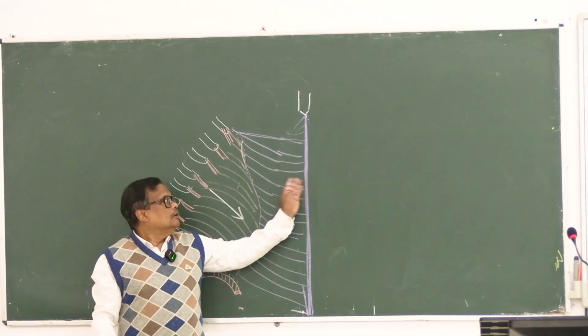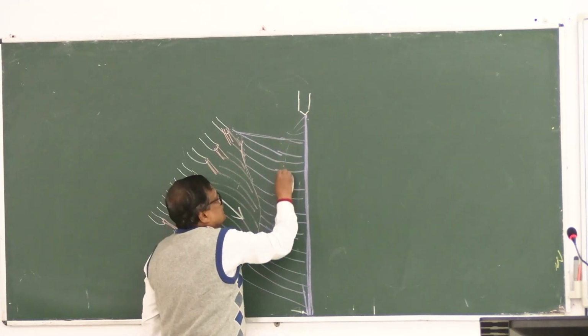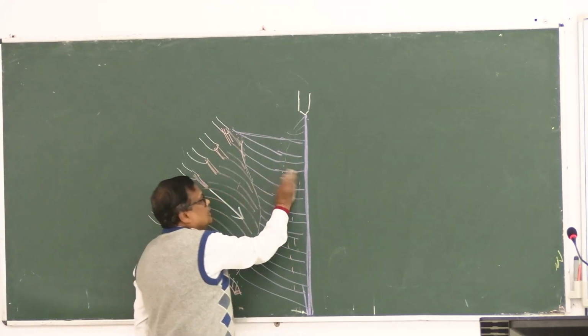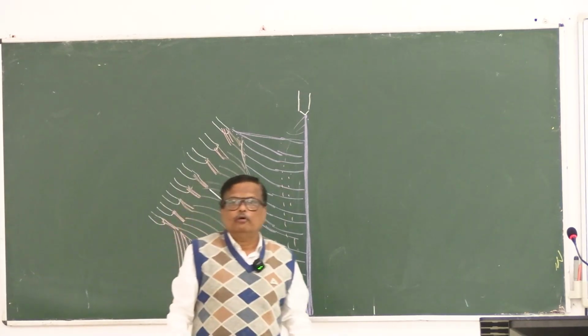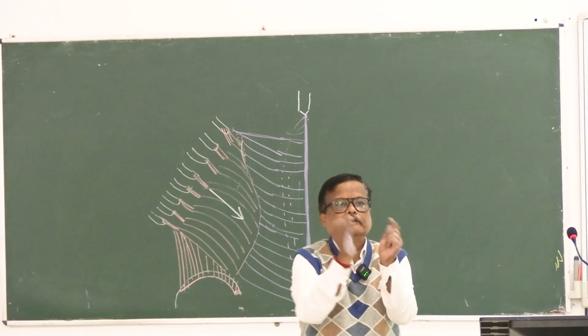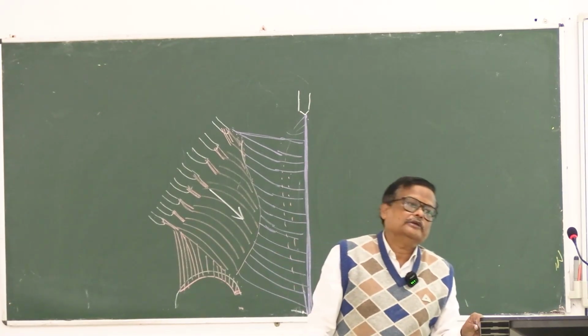Before their insertion, they covered the rectus abdominis muscle. Here the rectus abdominis muscle is present. They covered the rectus abdominis muscle to form the anterior wall of the rectus sheath. The sheath covering the rectus abdominis muscle, both anteriorly and posteriorly, we call the rectus sheath.